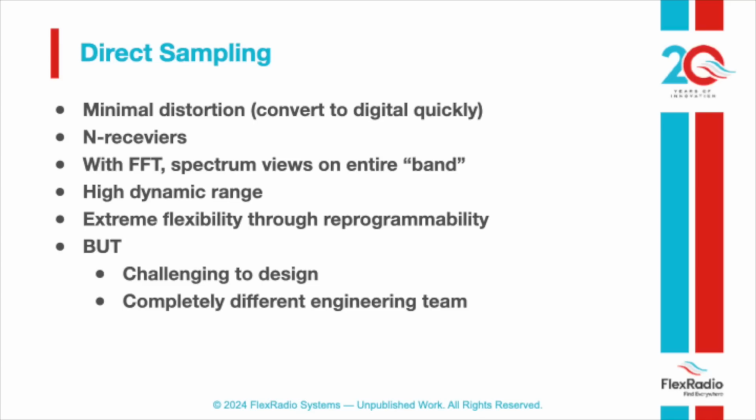So what are the benefits of this? Well, you get minimal distortion because you put the analog to digital converter right on the antenna and you convert from the analog domain into the digital domain. And then if you handle all your math and DSP correctly, you won't introduce any additional distortion in the digital domain. So you get rid of all the distortion that happened in all the mixers.